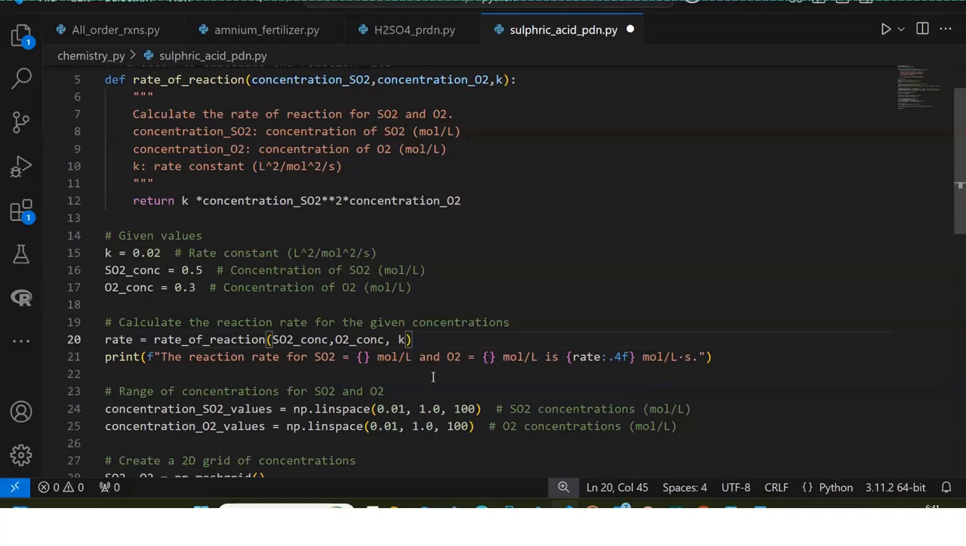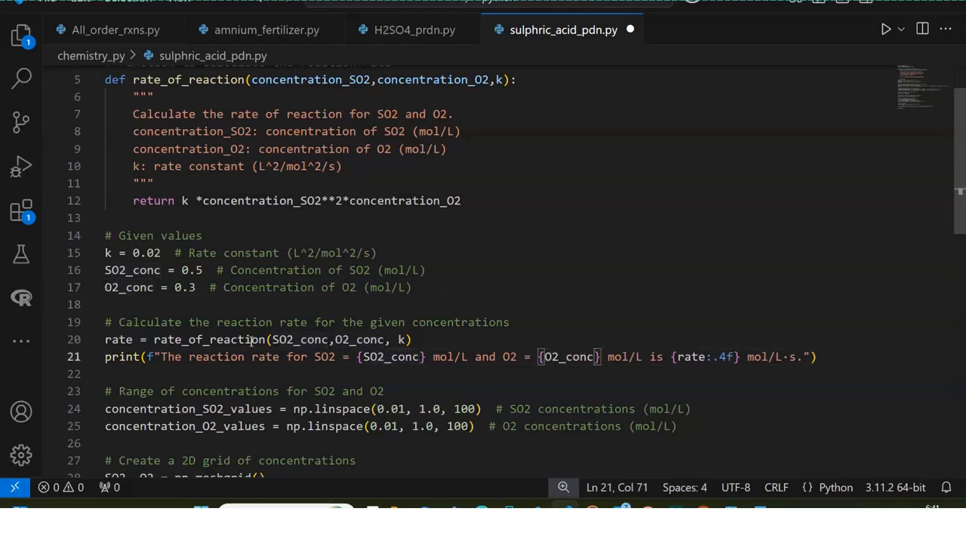So what we are going to do, we are going to put, first of all, for sulfur dioxide, what is the rate? So, I mean the concentration. Obviously, the input to calculating the rate for sulfur dioxide, we require the input for sulfur dioxide. So that's what we put here. And then for oxygen, we are going to put it here.